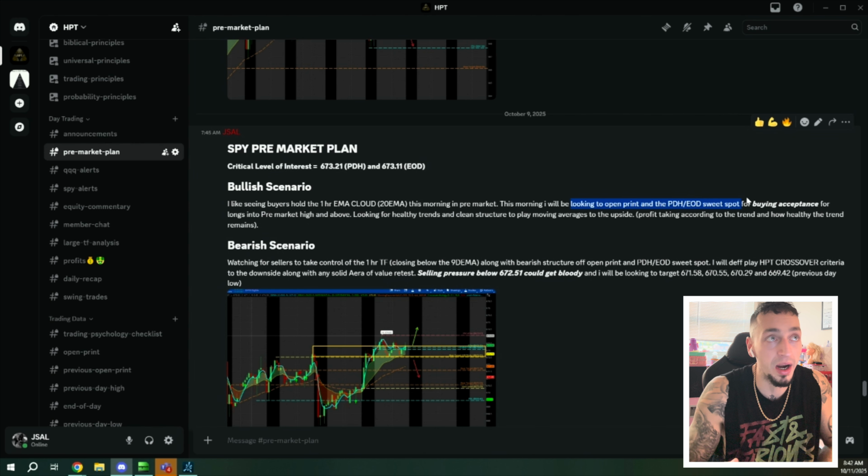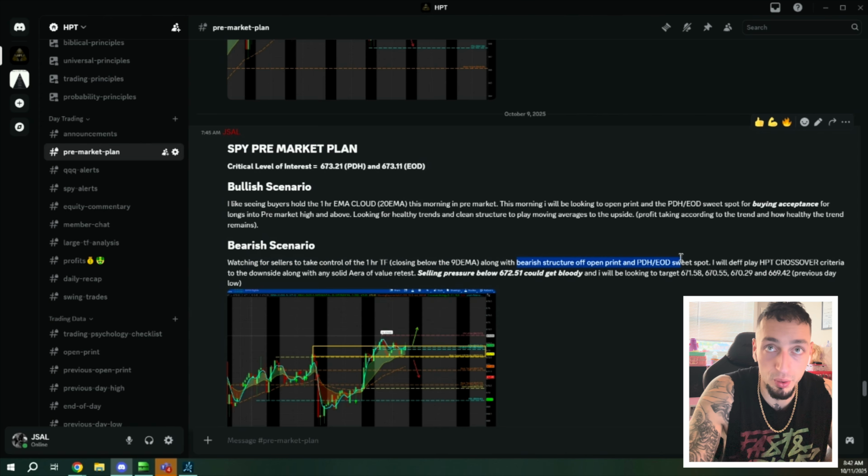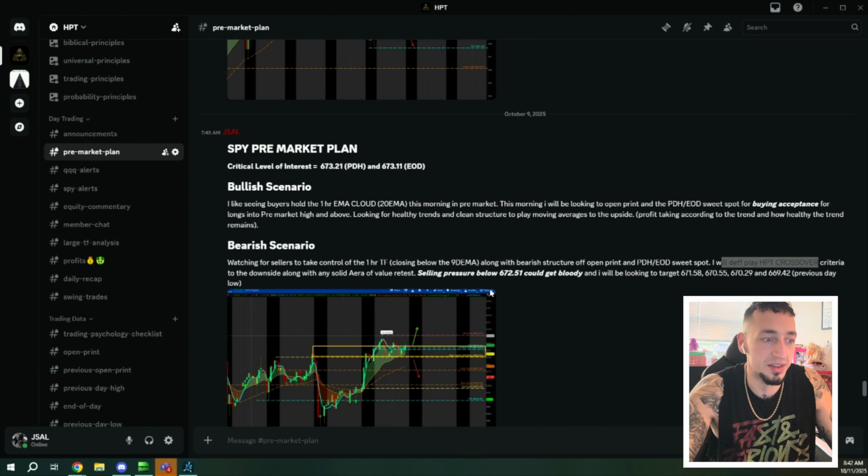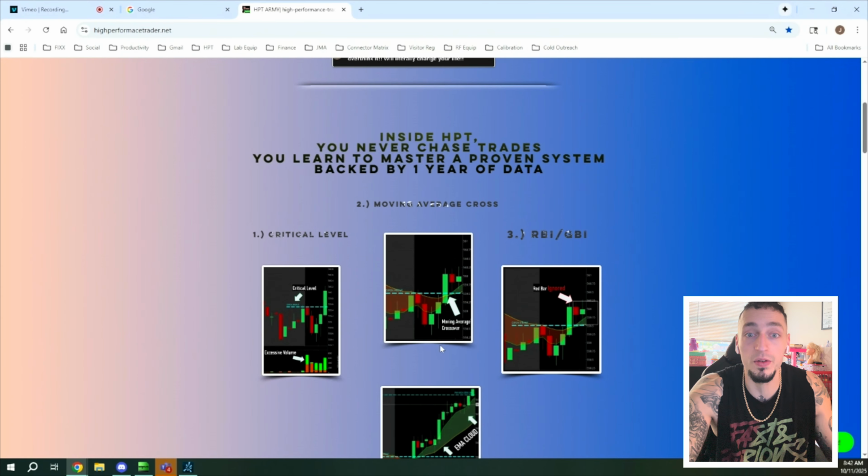Now, bearish scenario. Watching for sellers to take control of the 1 hour time frame with bearish structure off open print in the sweet spot. The sweet spot is that end of day and previous day high level. I will play HPT crossover criteria to the downside. Okay, what's HPT crossover criteria?